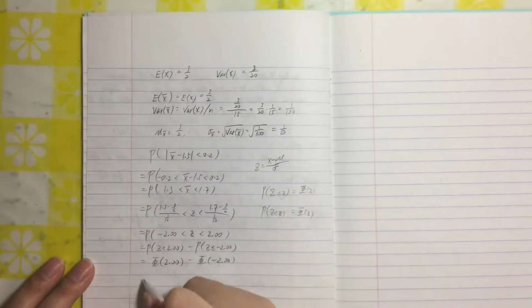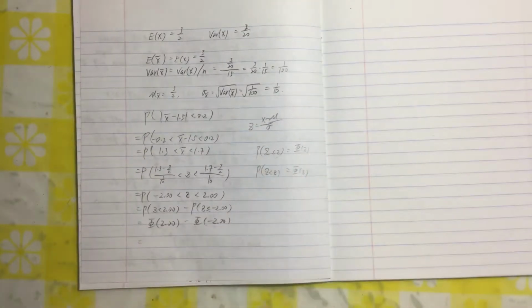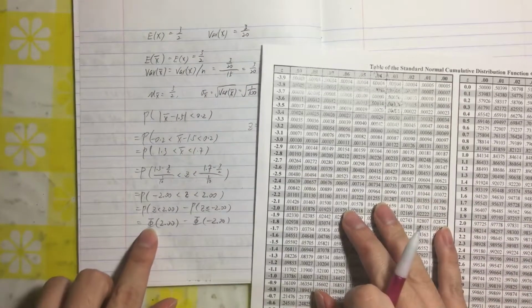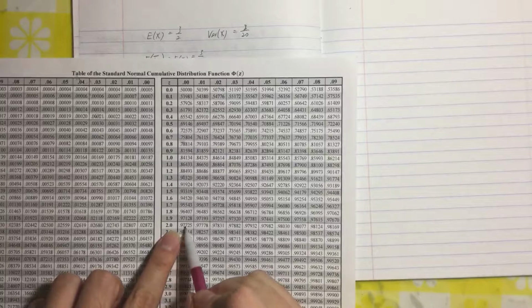Then I can use the table of the standard normal CDF to find the probabilities. That's the table of the standard normal CDF. Phi of 2.00 is here. It's 0.97725.